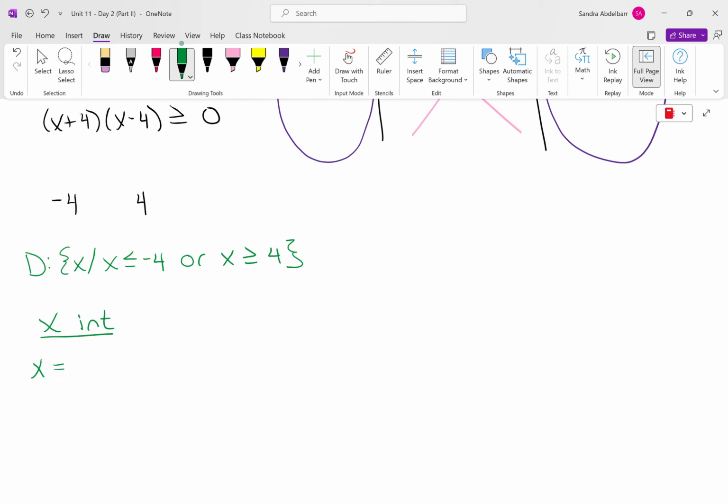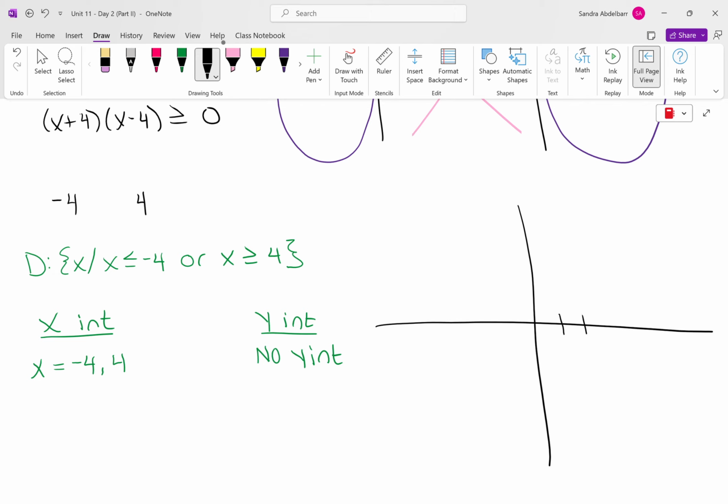We now need to find our intercepts. For the x-intercept, you would get x equal to -4 and +4. For the y-intercept, you would have no y-intercept. Does anybody need to see how I found either intercept? We're good? All right, so now it comes to the graph.